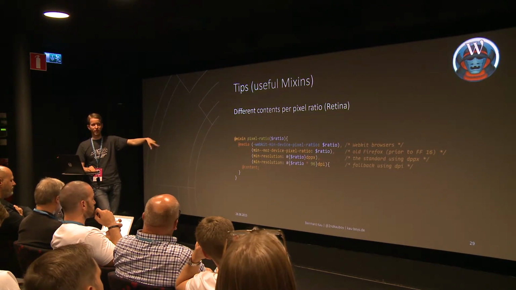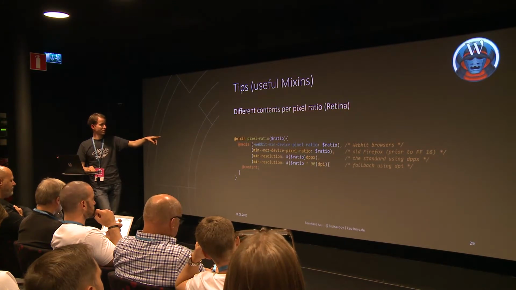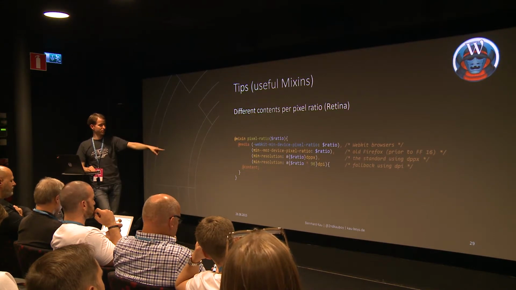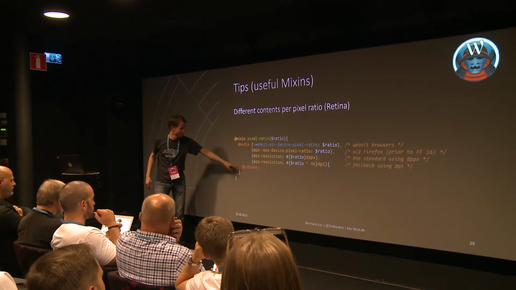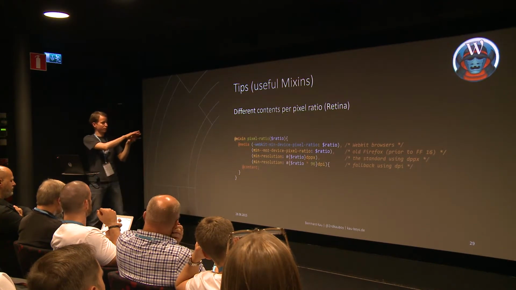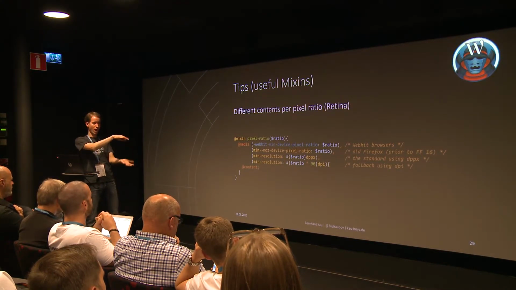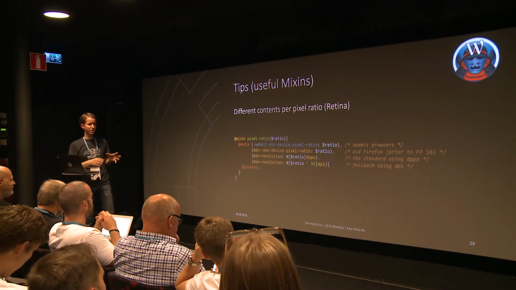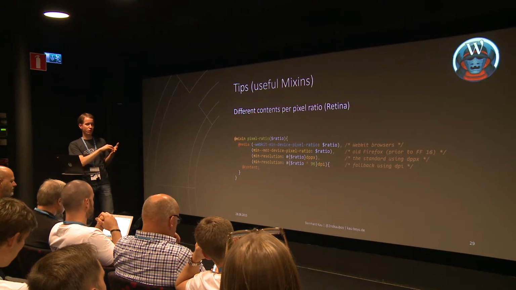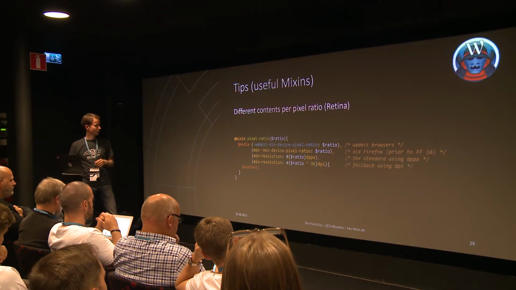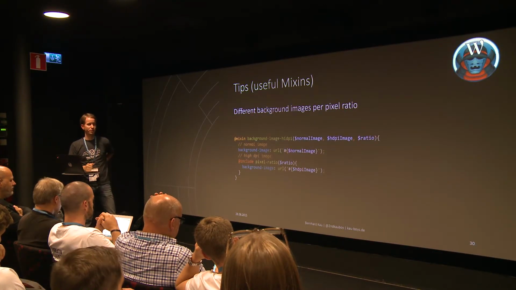So you have the ratio multiplied by 96, and usually you have to do all the calculation every time you use it. And this mix-in, you just give it a ratio, and it will produce all those media query ratio selectors, and then the content is used. So you have a mix-in pixel ratio, and inside of the mix-in, you have the code you want to wrap around the media query. So a mix-in not only takes a variable, but it can also have content.